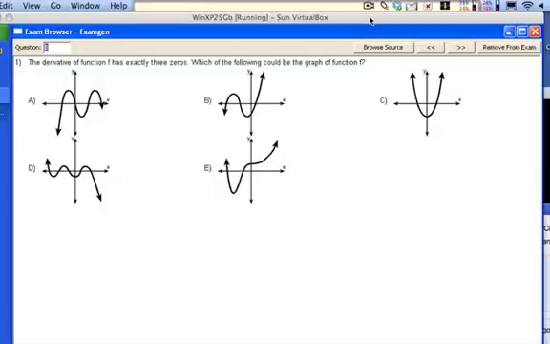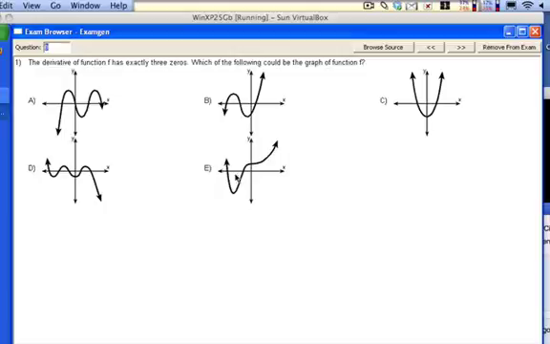Okay, for question 8, the derivative of function f has exactly 3 zeros. Which of the following could be the graph of function f? Okay, the derivative has 3 zeros, meaning the derivative has 3 critical values. We have well-behaved functions here. There's no discontinuities or anything.